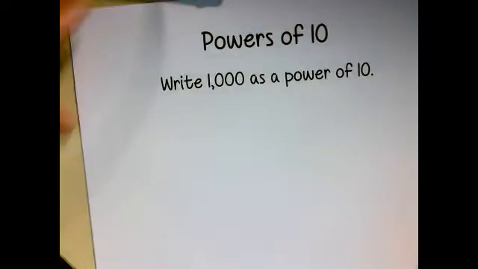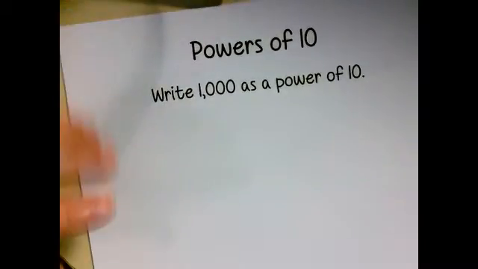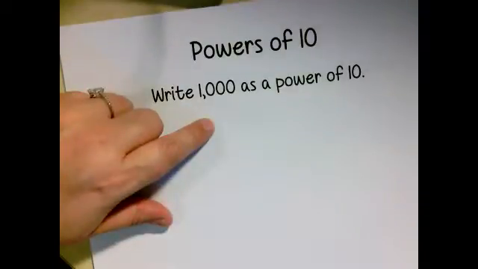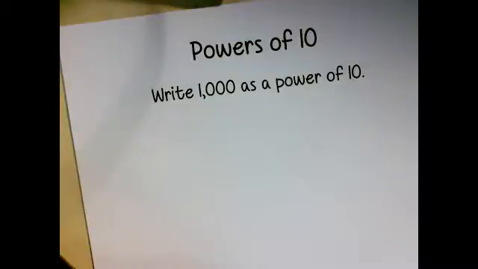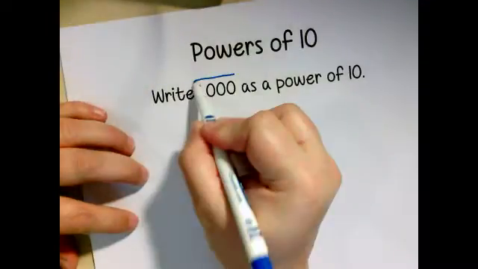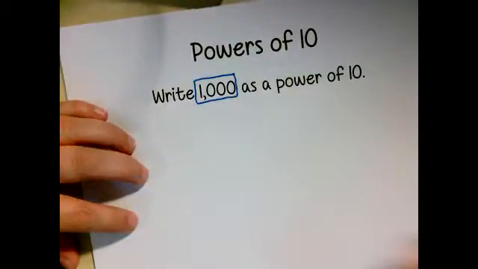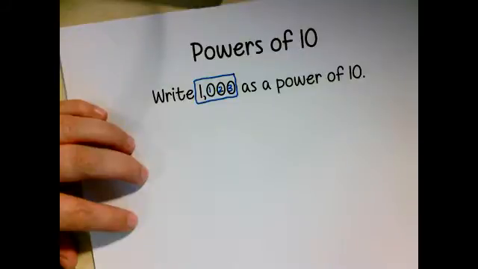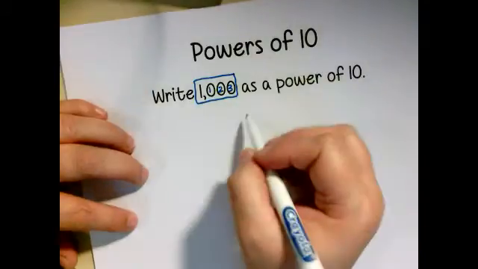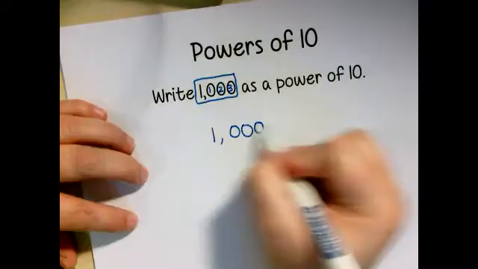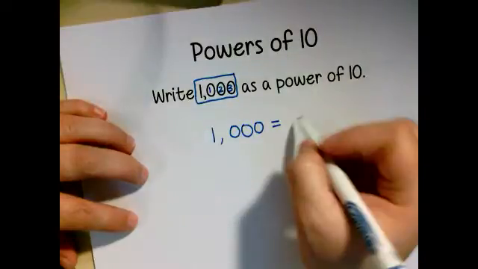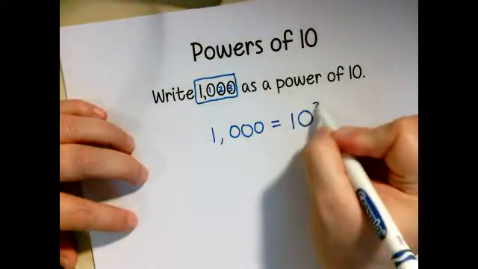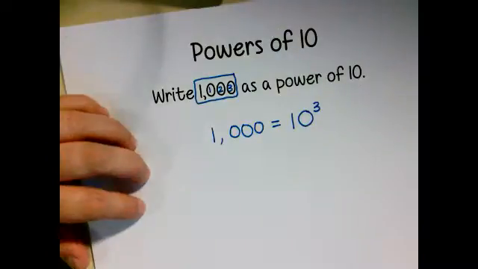So here is one for you to try. Take a look. So if you were to write 1,000 as a power of 10, how would you do that? So here's my number, 1,000. And I see I have 1, 2, 3 zeros. So 1,000 is equivalent to 10 to the 3rd power.